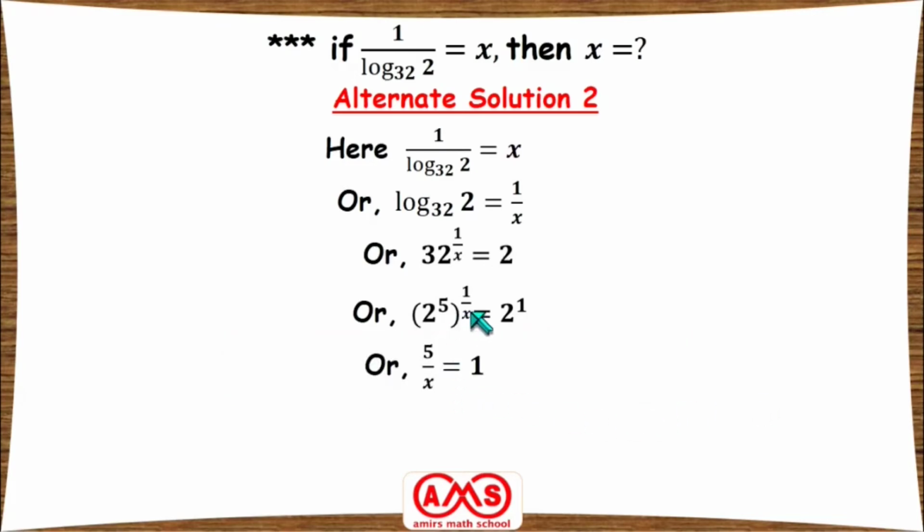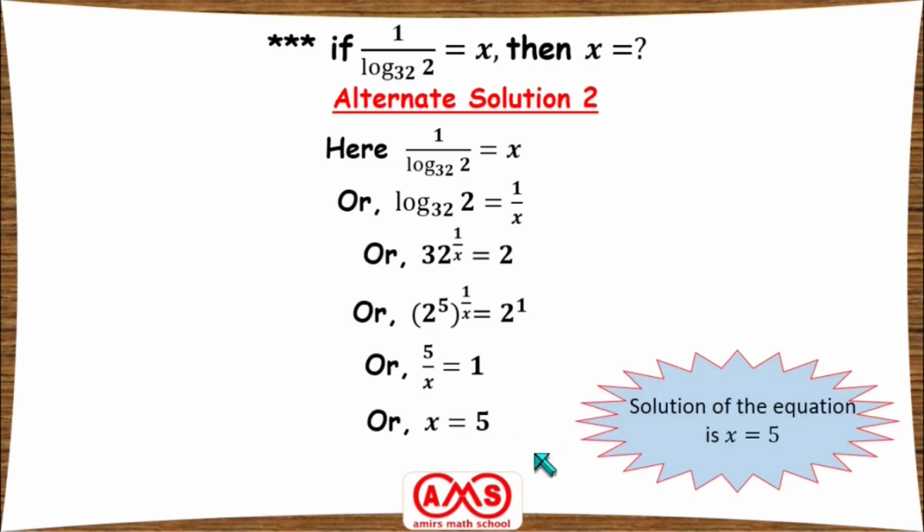So here we can write 2 to the power 5 by x is equal to 2 to the power 1, or we can write 5 by x is equal to 1, or x equal to 5. So this is our solution. The solution of this equation is x equal to 5.